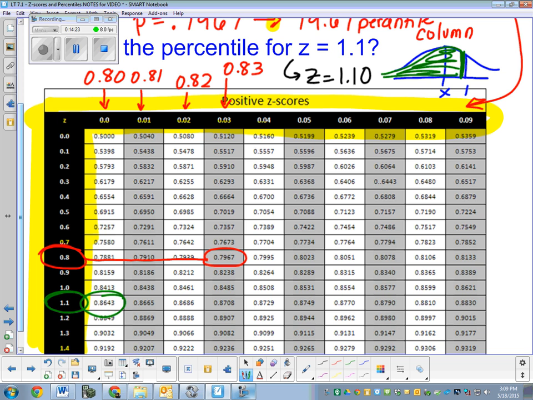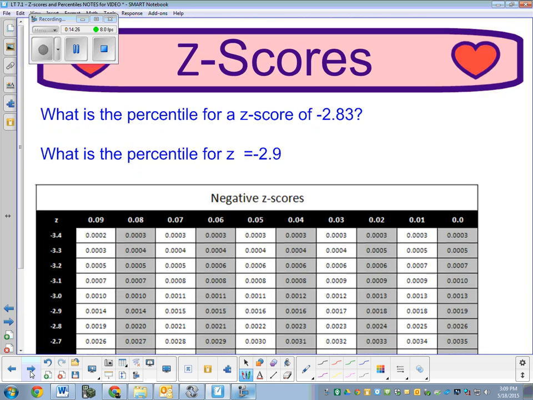Now let's flip it over to the negative side. So we need to be careful on the negative side, because as you'll notice across the top, it starts at 0.09 and goes backwards. So this would be like a z-score, if we're looking at the first row, of negative 3.49, negative 3.48, and so on and so forth. So something you can write at the top, and I encourage you to do this. I want you to write a note that says, be careful, it's backwards.